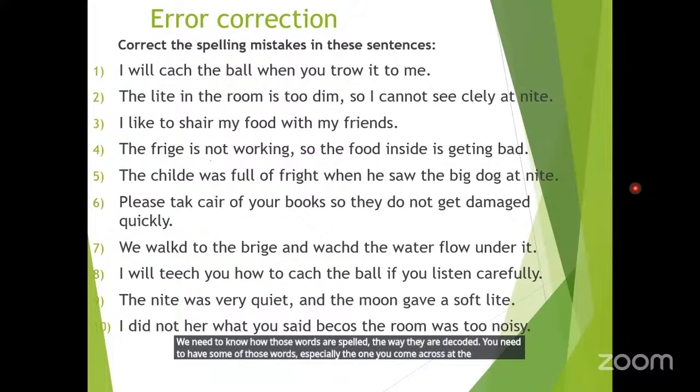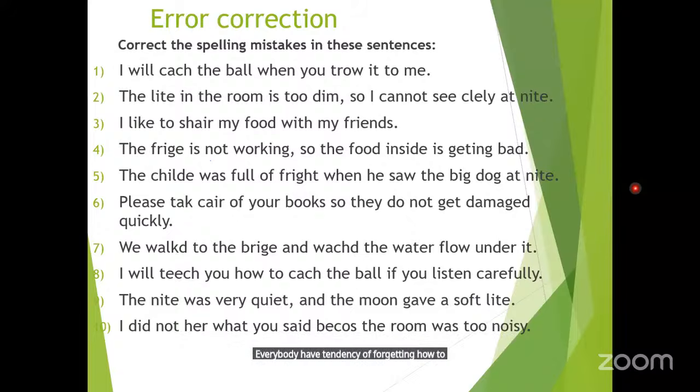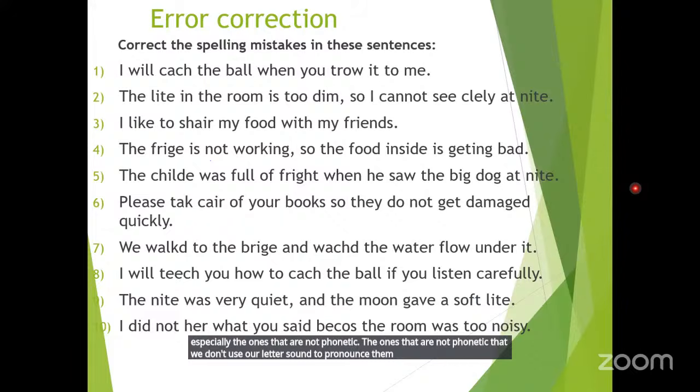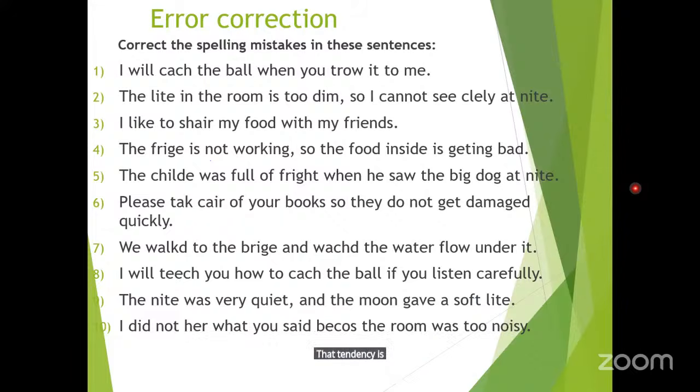Some of those words, especially the ones you come across, you can write at the back of your notebook, and whenever you're less busy, you write them out, because everybody has a tendency of forgetting how to spell certain words, especially the ones that are not phonetic. The ones where we don't use our letter sound to pronounce them, that tendency is there. So the best thing is for us to learn and master those words.